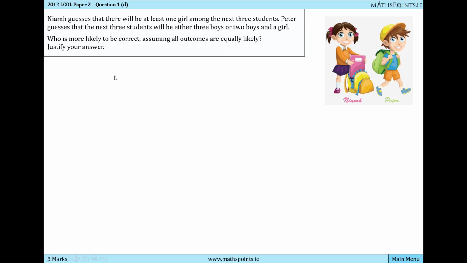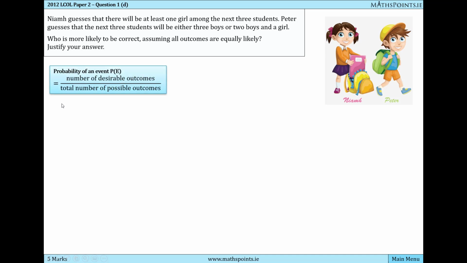So the final question, Neve guesses that there will be at least 1 girl among the next 3 students. Peter guesses that the next 3 students will be either 3 boys or 2 boys and a girl. Who is more likely to be correct, assuming all outcomes are equally likely? And so we're going to work out the probabilities of each of their guesses. So again, we're going to use the fact that the probability of an event is equal to the number of desirable outcomes over the total number of possible outcomes.